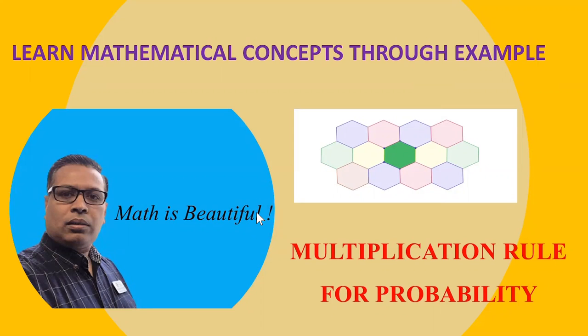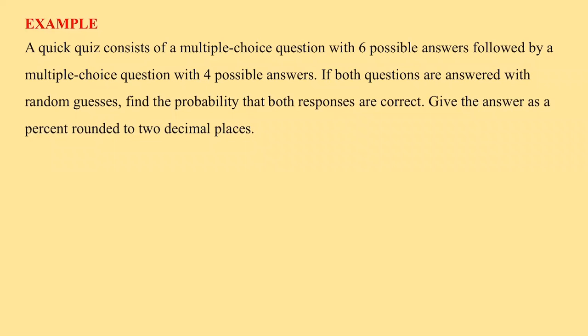In this video, we are going to learn how to use the multiplication rule for probability, and we are going to do this with the help of an example. Here is that example. A quick quiz consists of a multiple choice question with 6 possible answers, followed by a multiple choice question with 4 possible answers. If both questions are answered with a random guess, find the probability that both responses are correct. Give the answer as a percent rounded to 2 decimal places.